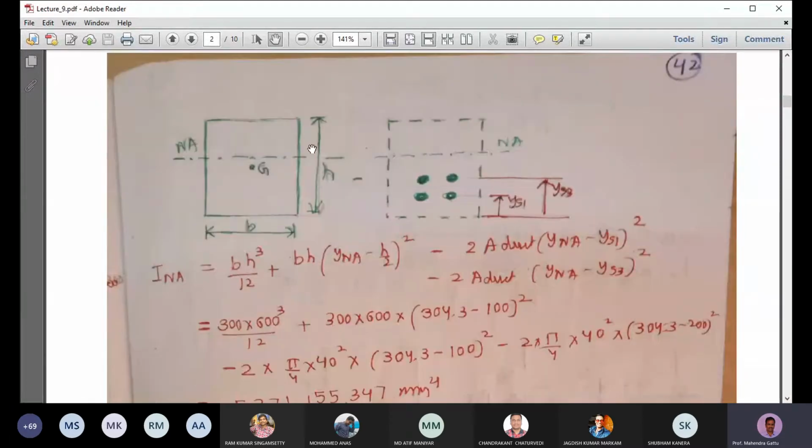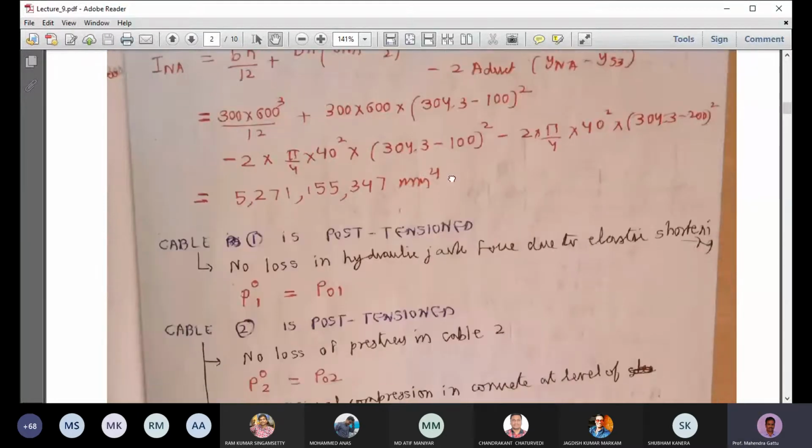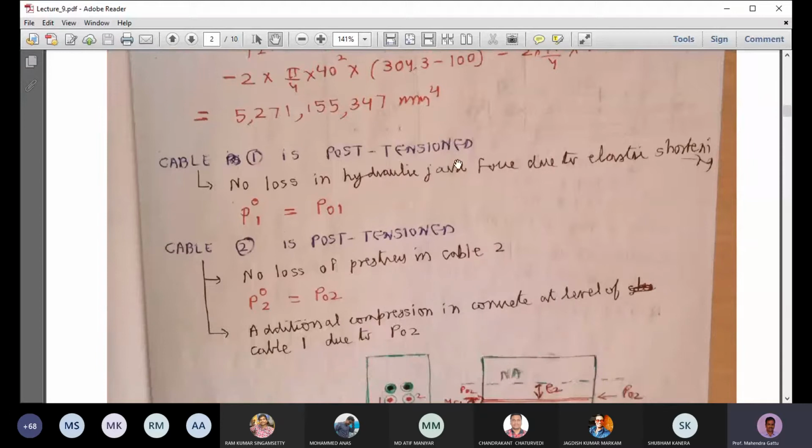So we have found the cross section properties: neutral axis location, moment of inertia about the neutral axis, and the net area. So we have found those three properties. Now we can go ahead with the analysis for the sequence we adopt.